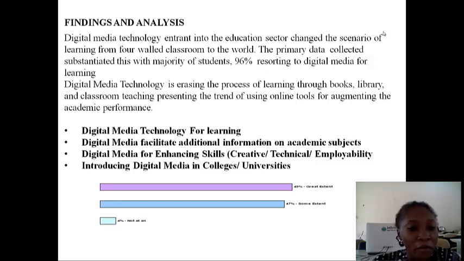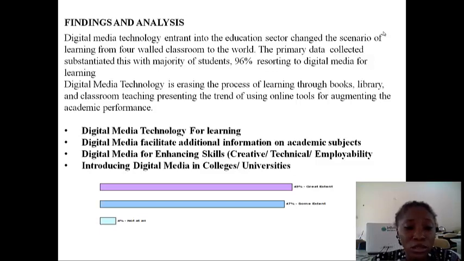So this graph tells us about the findings that were carried out about digital media technology for learning. That is, how does it improve education? How can we use it to learn? From the previous discussion, I've said that it helps us, because most times what we are being taught in the class isn't always enough. So it helps us to go out and improve our learning skills, to get more from what we're being taught in the class. Digital media facilitates additional information on academic subjects, just as I have said.